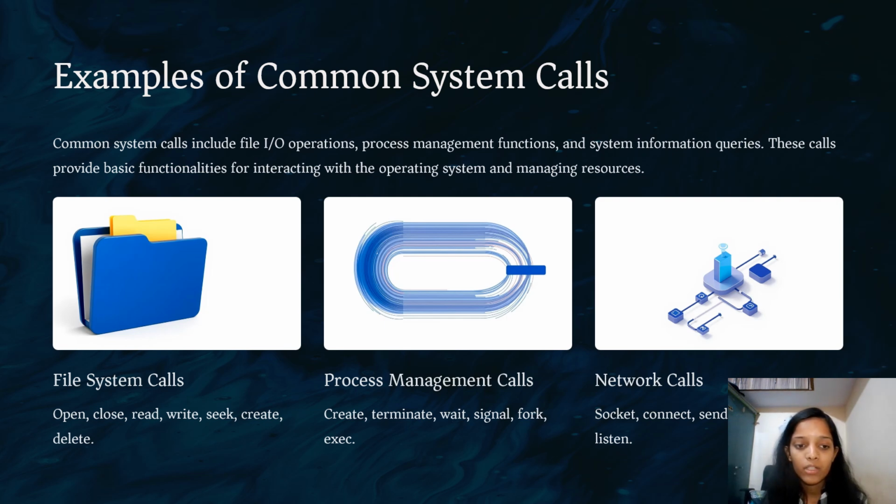So file system calls include open, close, read, write, seek, and delete. Process management calls include create, terminate, wait, signal, fork, or exec. Network calls include socket, connect, send, receive, bind, and listen.